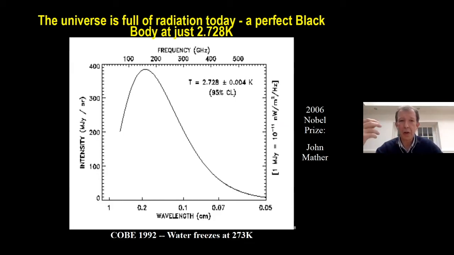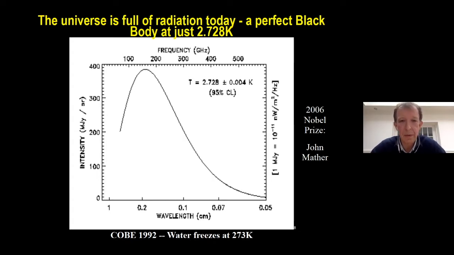And the prediction of the hot Big Bang is that this temperature should have been of order 3 Kelvin today. Remember, water freezes at 273 Kelvin. Our universe is really cold. The COBE satellite of 1992, which was sent up to probe for this radiation and probe for those fluctuations in the radiation, found that it had a temperature of 2.728 Kelvin, plus or minus 0.004.